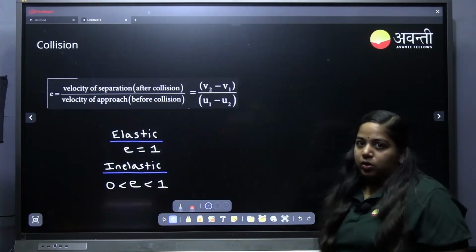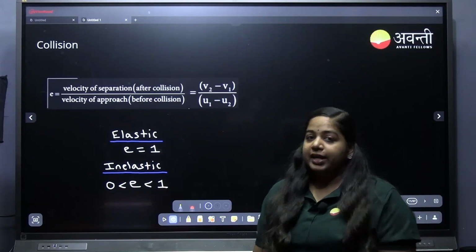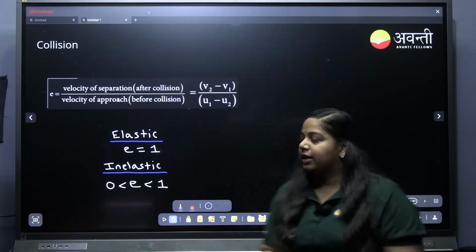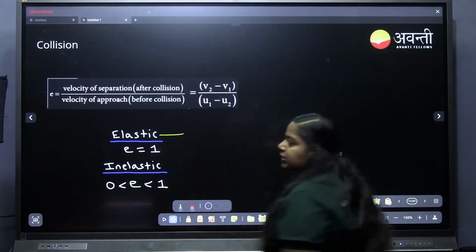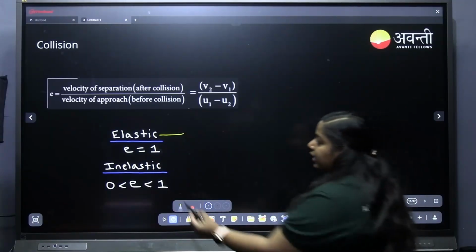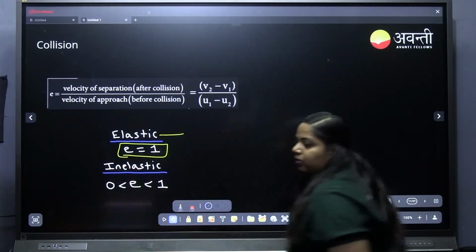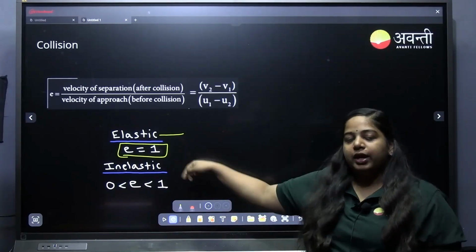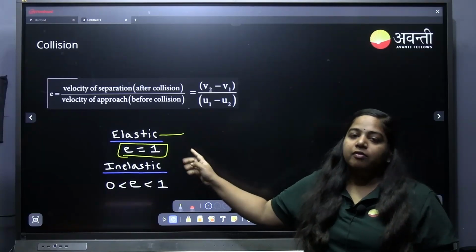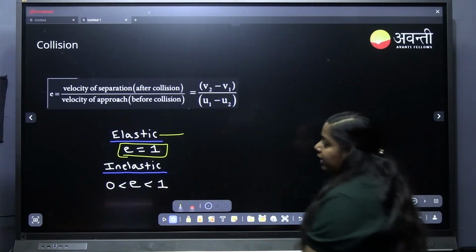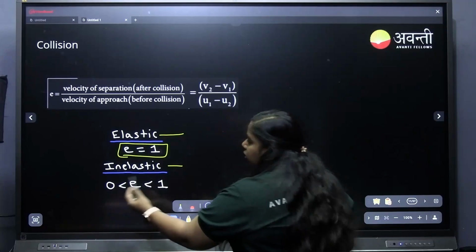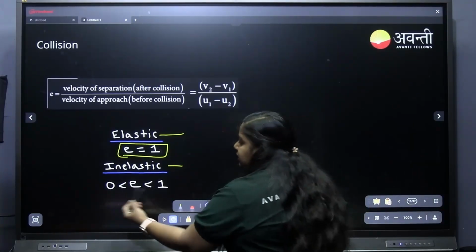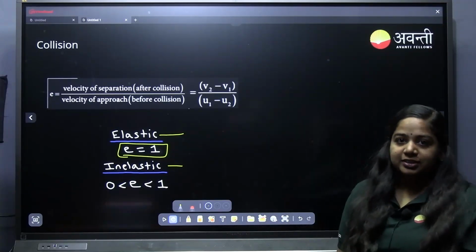Now the value of E is sometimes given in the question. Sometimes they will not say what is the value of E, they will say elastic collision. If it is an elastic collision, the E value is equal to 1, so v2 minus v1 equal to u1 minus u2. For inelastic collision, the value of E will be between 0 and 1, not equal anywhere, then it is called an inelastic collision.